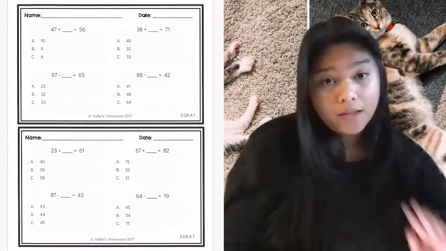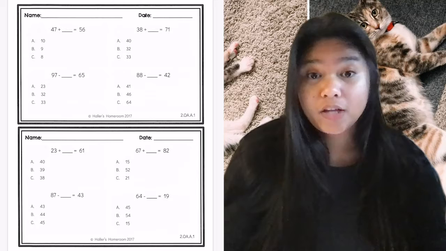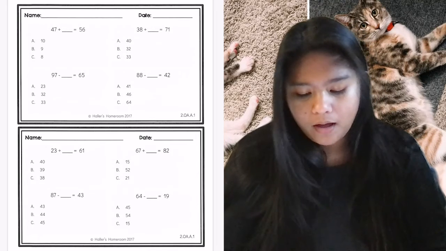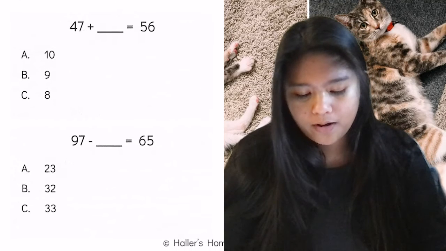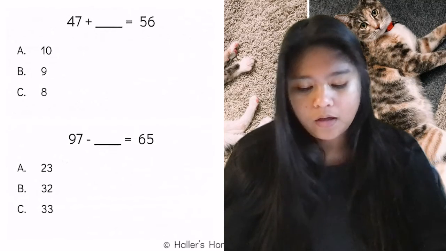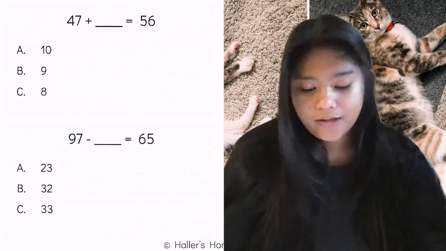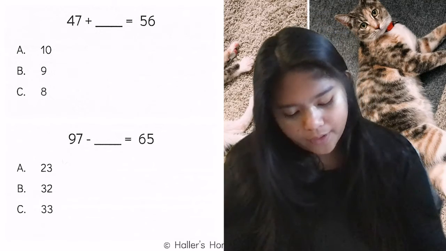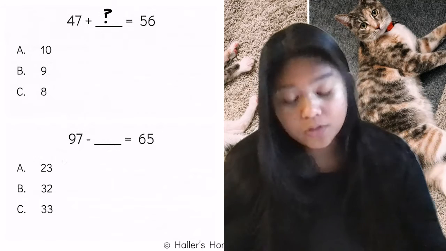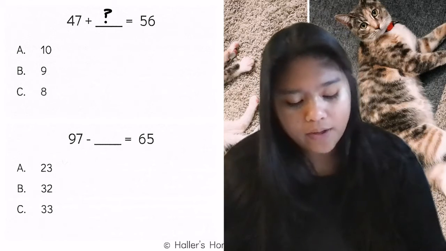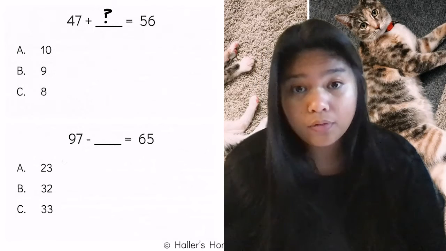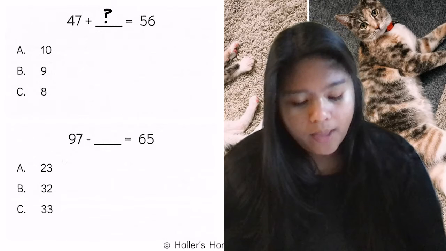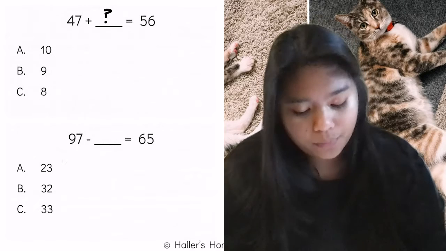So let's go ahead and take a look at this page, and let's take a look at the top left corner. Okay, we're gonna focus on these two problems. So I have 47 plus blank equals 56. Miss D is actually gonna put a question mark in the blank so I know that's my unknown. Okay, so I have 47 plus an unknown equals 56.